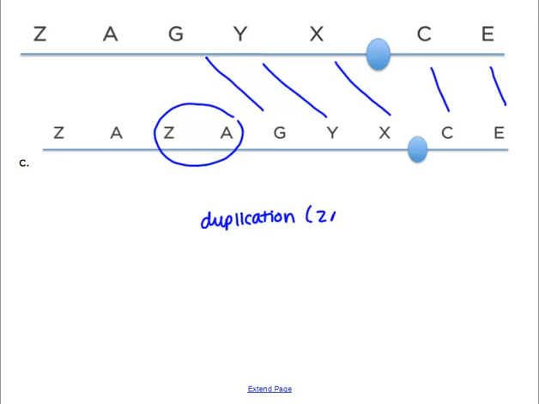And this is also what's known as a tandem duplication, because the duplication happens one right after the other. If ZA was duplicated and then was put, let's say, down here, then that would just be a regular duplication. But because these are next to each other, we call this a tandem duplication.